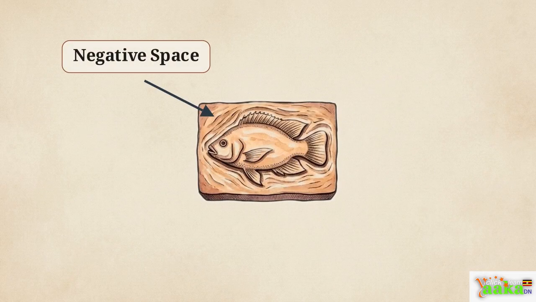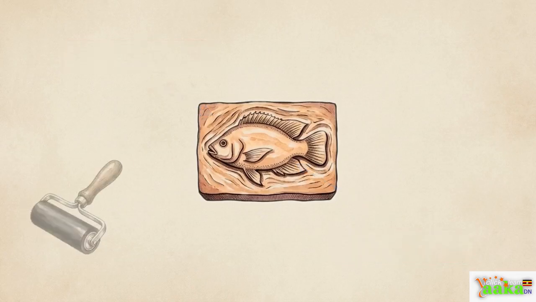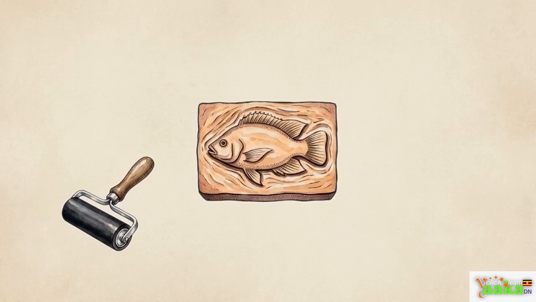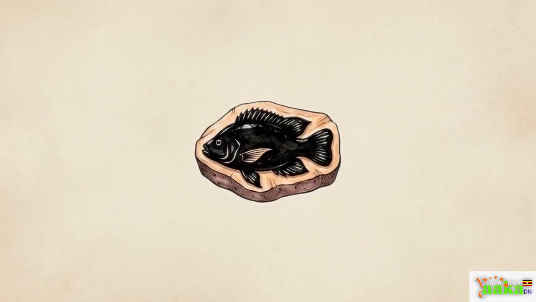Next, we take a knife and carefully cut away all the blank areas surrounding the fish. This background material that we remove is the negative space. What remains is the raised design of the fish. This is the positive space, and it is left standing specifically so it catches the ink when we run a roller over the block.